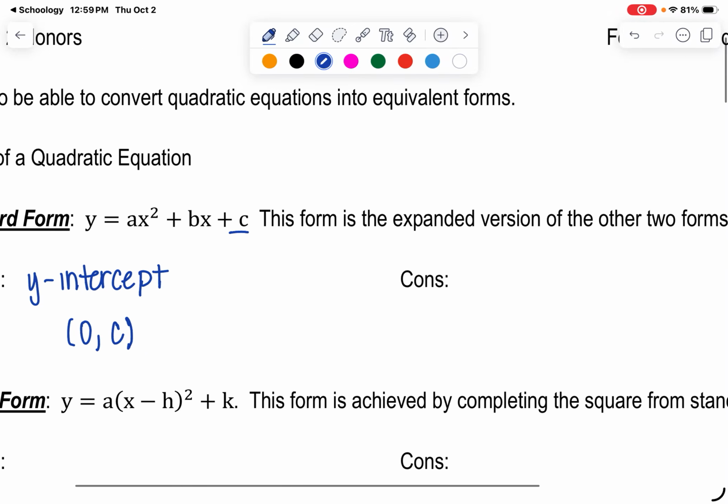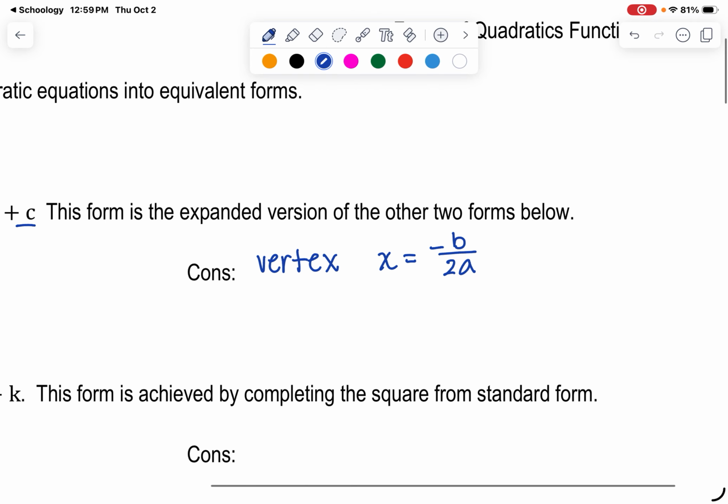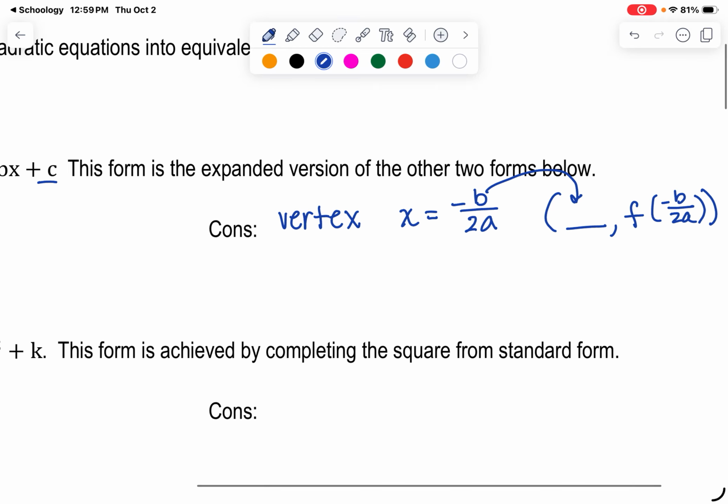The con is that you have to do work to get your vertex. To get your vertex, you have to use x equals the opposite of b over 2a to get your axis of symmetry. And then you take that value, put it here, and do f of that value, f of the opposite of b over 2a, to get the y value. So basically just plug it back in, okay? So obviously that requires a little bit of work.